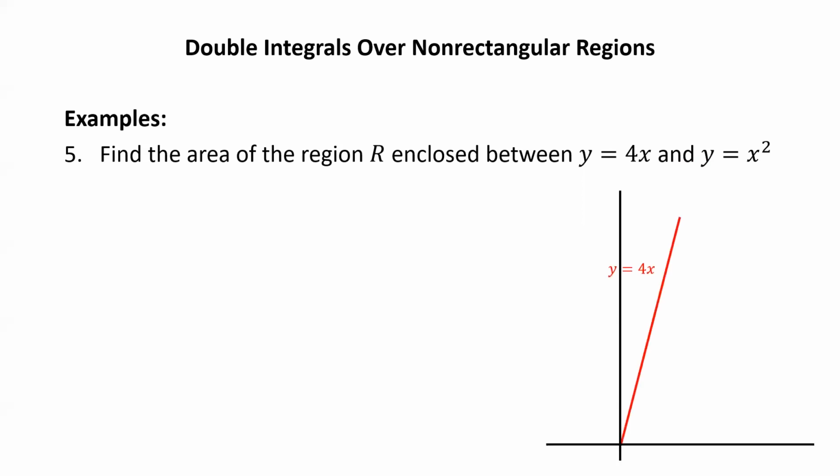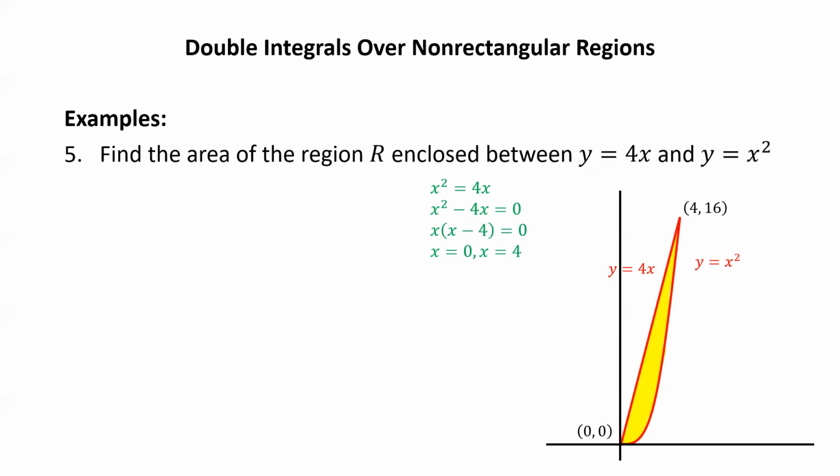So let's draw a picture of this situation. Here we have y equals 4x and y equals x squared. And this is the region that we want the area of, enclosed between them. So we need to find the points of intersection here. One is clearly the origin, but to get that other one, we're going to set x squared equal to 4x, bringing everything to one side of the equation. We have x squared minus 4x equals 0. Factoring, we have x times (x minus 4) is 0. So we see that x equals 0 and x equals 4.